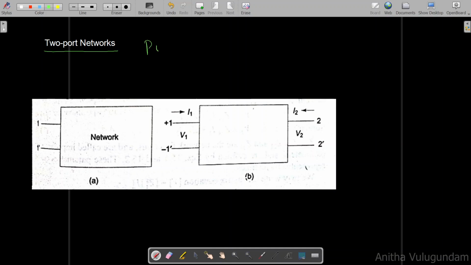A port is nothing but a pair of terminals at which a signal may enter or leave a network. A port is defined as any pair of terminals into which energy is supplied or from which energy is withdrawn, or where the network variables can be measured. If you see here, this is a one-port network, where you can see only one port, nothing but here, 1 1 dash.